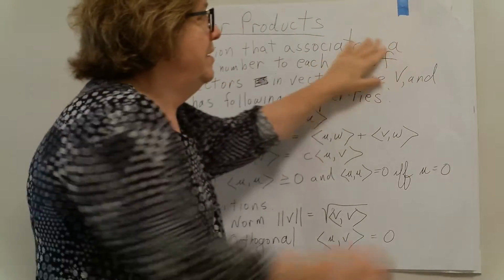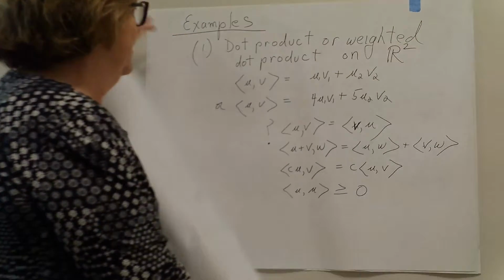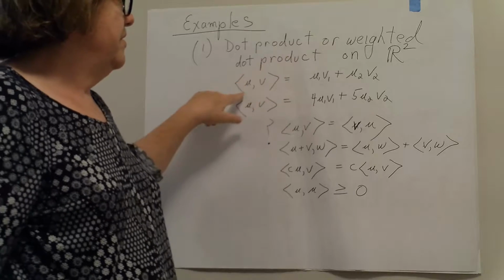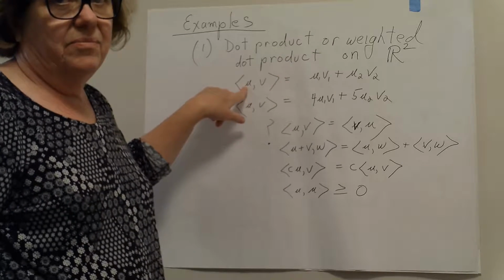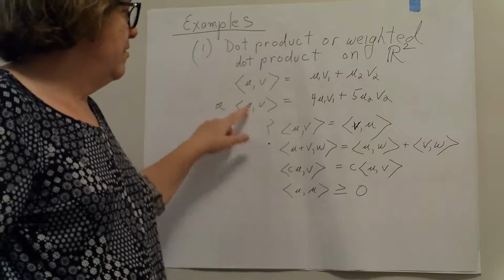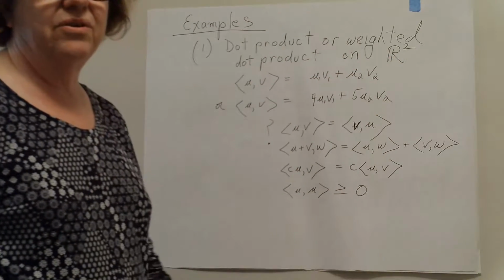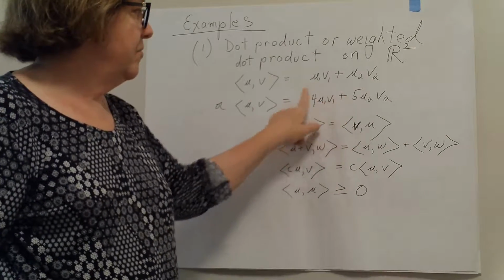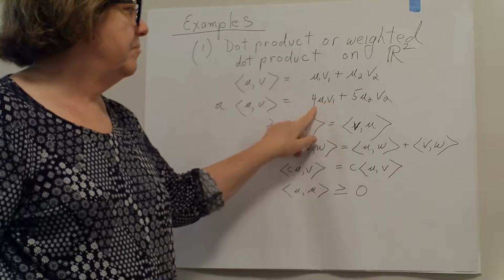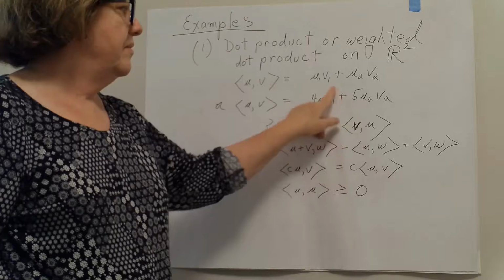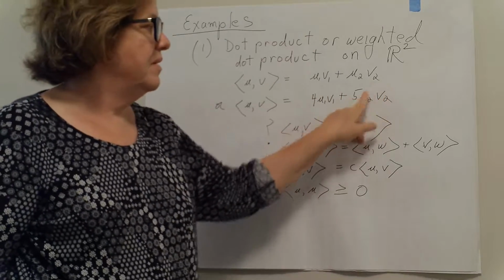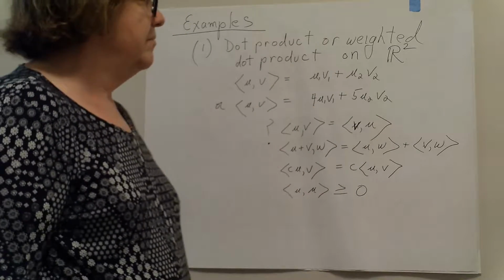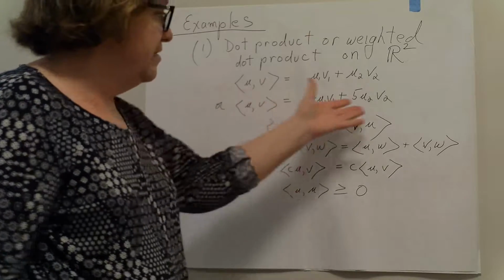Okay, let me go to the next slide. Let's look at some examples. We already mentioned that the regular dot product is an inner product. But let's say we're in the vector space R2, we can also define a weighted inner product. So we actually have a different coefficient multiplying the product of the first two components and the product of the second two components. We have different coefficients. That's called a weighted dot product. It is also an inner product.